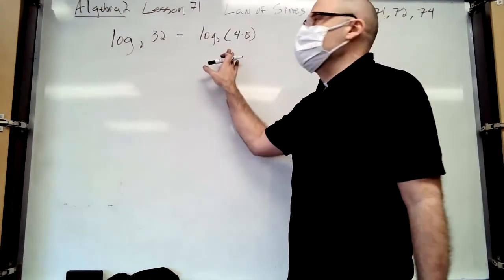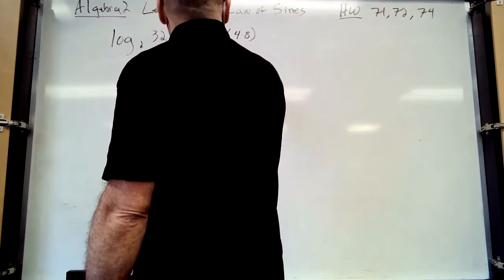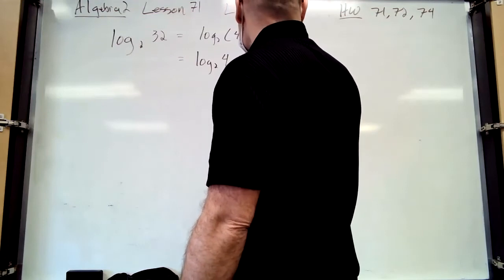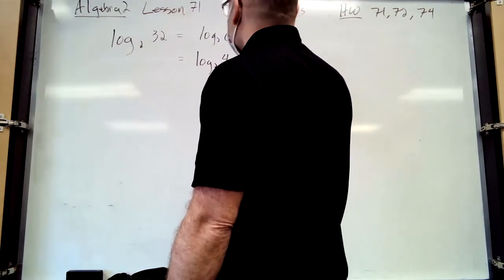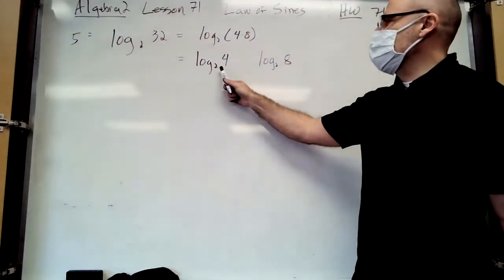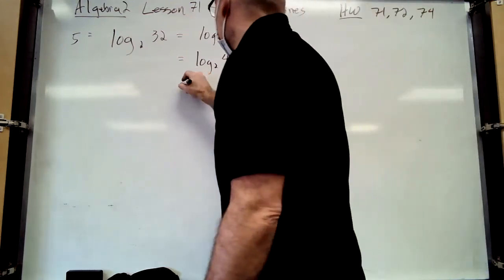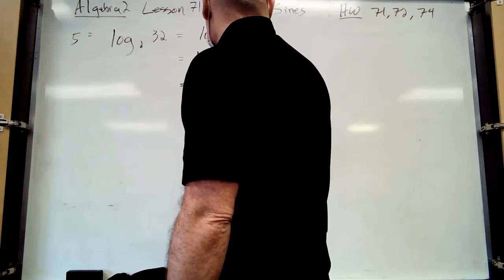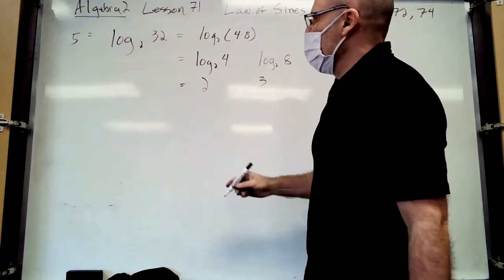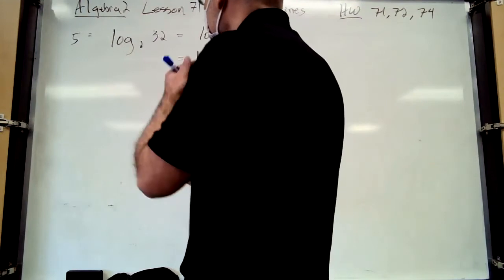So let's see what log base 2 of 4 is, and then let's see what log base 2 of 8 is. So this is 5. I just want to see what I get. What's log base 2 of 4? 2, right? What exponent do you apply to 2 to get 4? 2. And what's the exponent here? 3. So how do you get 5 from 2 and 3? You add them.